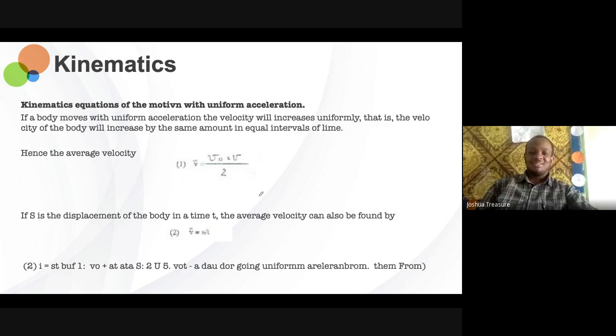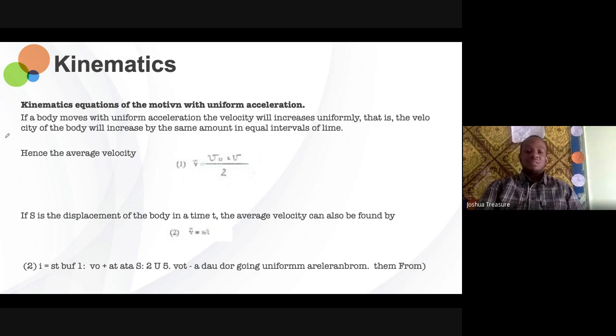All right. So if a body moves at uniform acceleration, the velocity will increase uniformly, right? That is, the velocity of the object will increase by the same amount in equal intervals of time. So as you said, if there's an acceleration of 5 meters per second squared, the object will increase its velocity by 5 meters per second every second. That's what we're trying to get here.